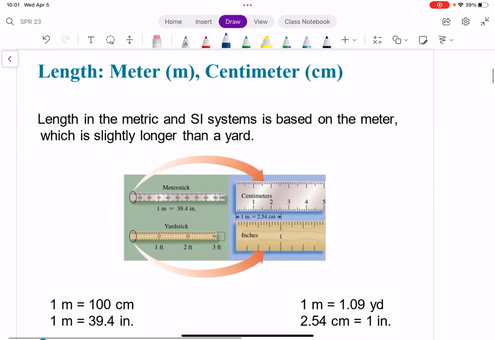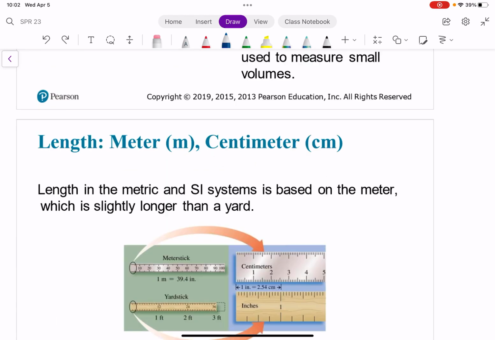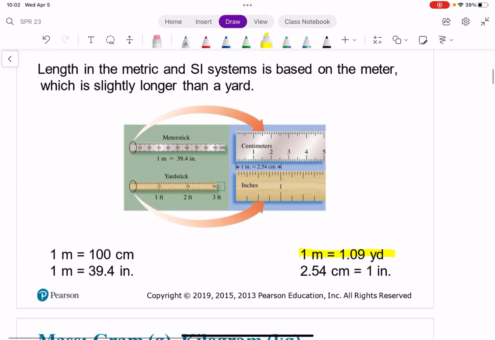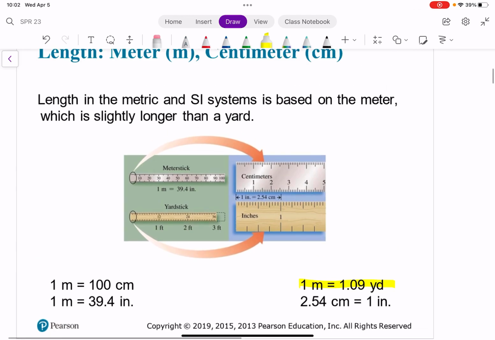All right, length. When we measure length for the metric and the SI system, it's a little easier because we just use meters for both. A meter is slightly longer than a yard. There's the actual conversion right here. Oh, sorry, I meant to highlight that. The actual conversion is right there. We'll be learning how to convert between these things in the future.